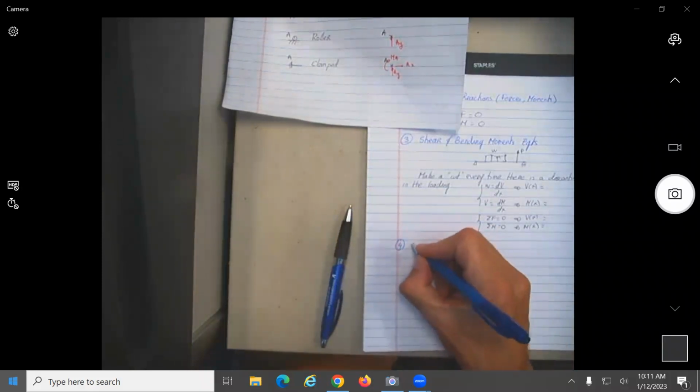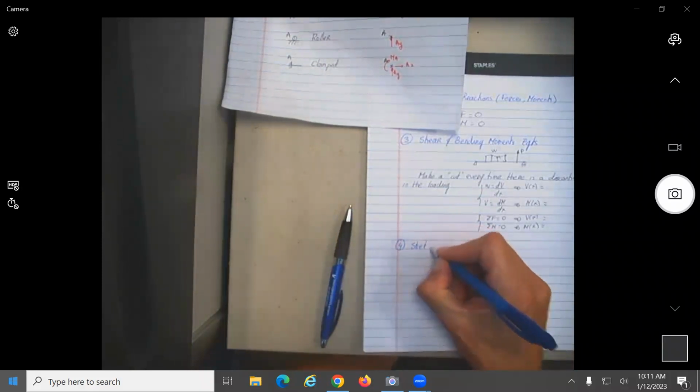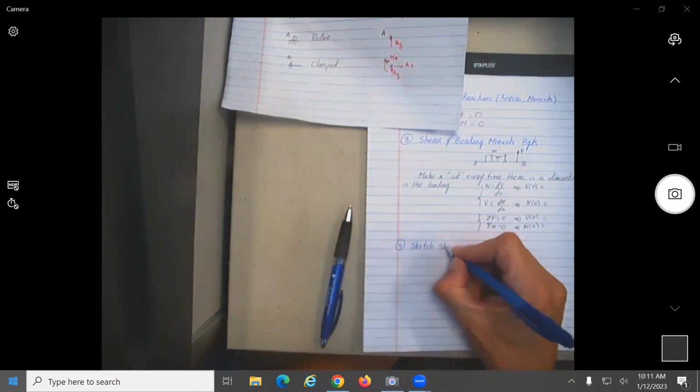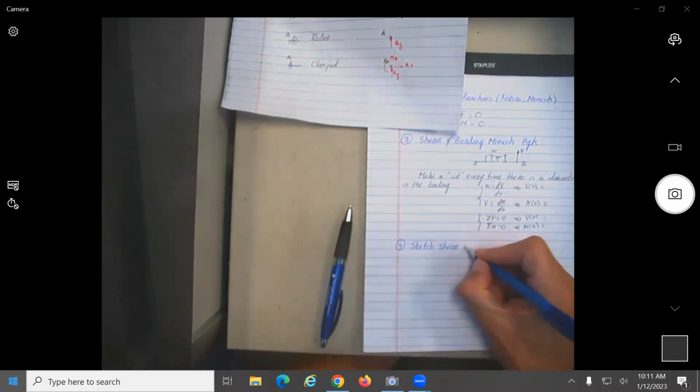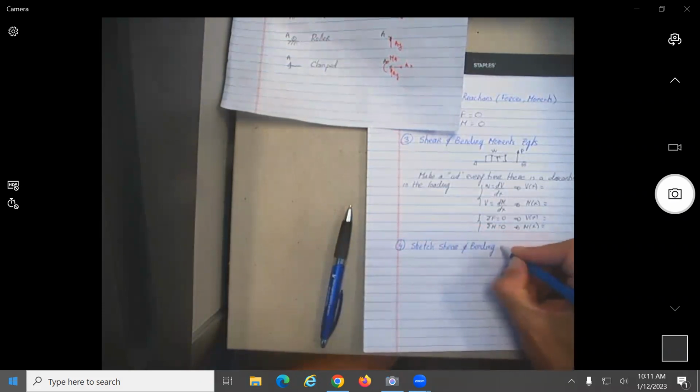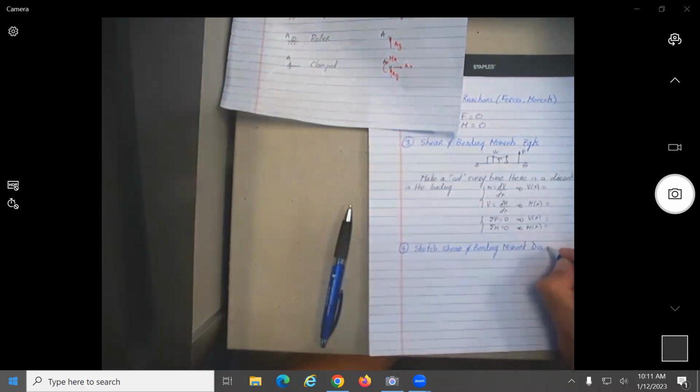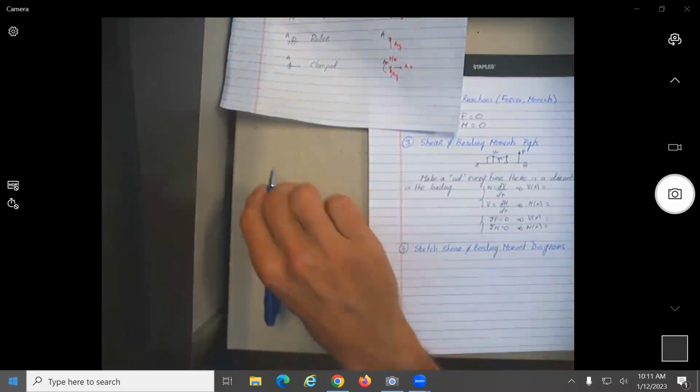the last step would be to sketch the shear and bending moment diagram.